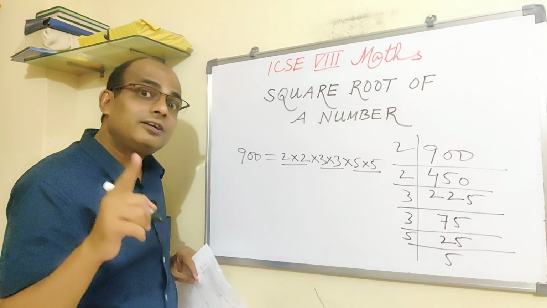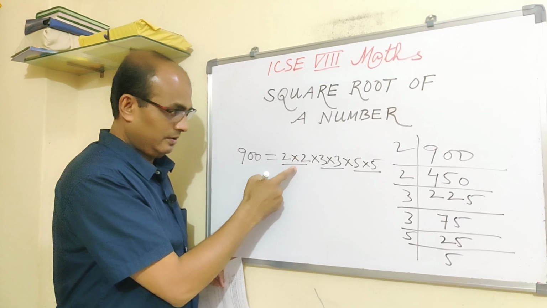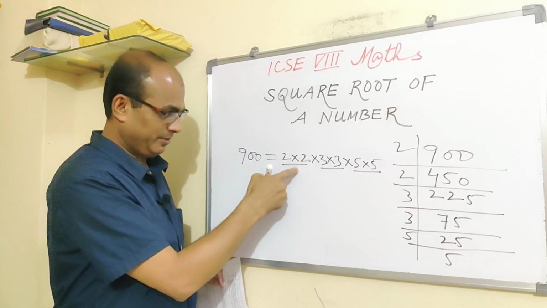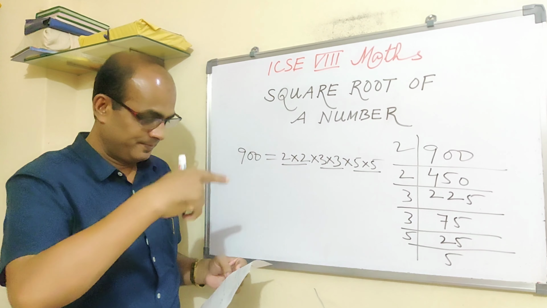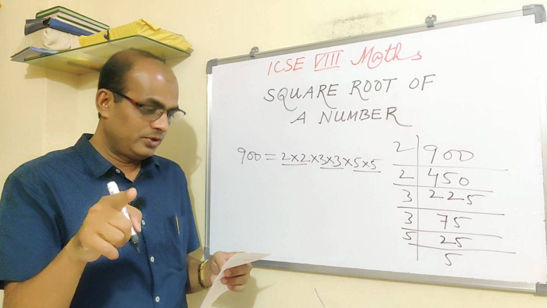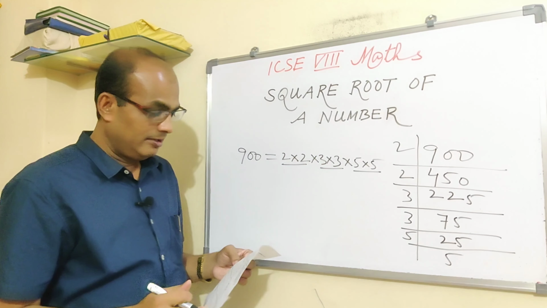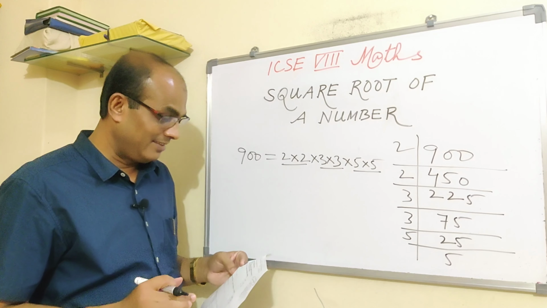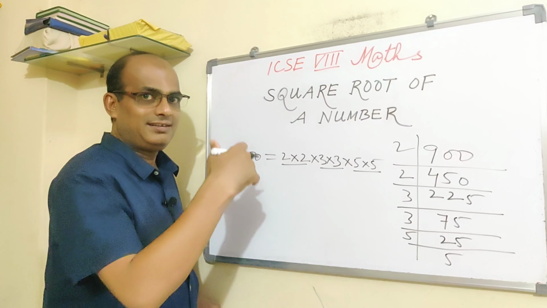Right. Now the third point is you have to take one number from each pair. Means you'll take 2 from here, 3 from here, and 5 from here. So take one factor from each pair and multiply them together. The product so obtained is the required square root of the given number. Right? That's the theoretical part.